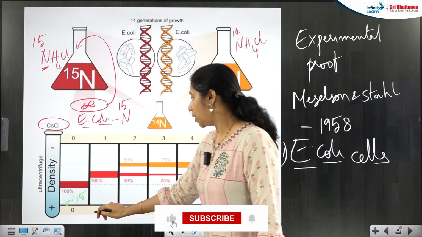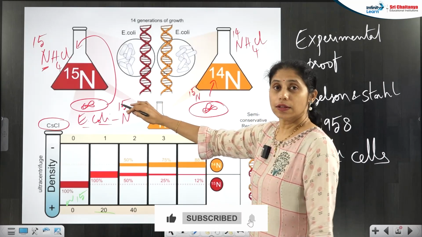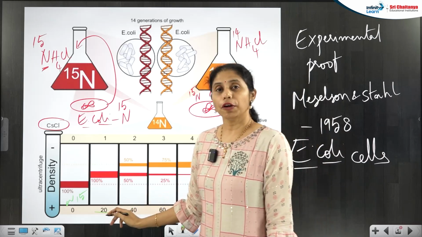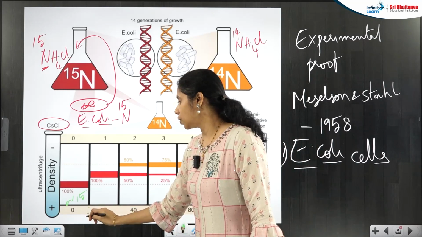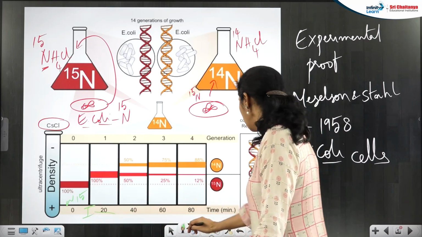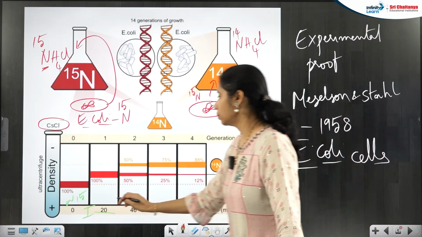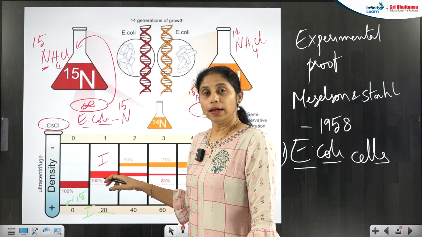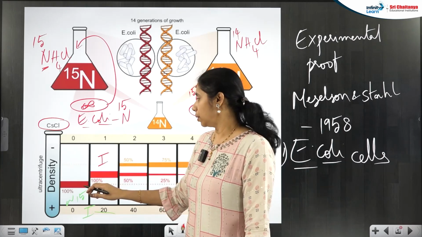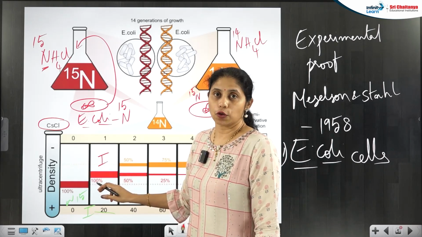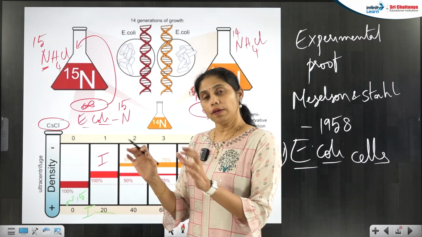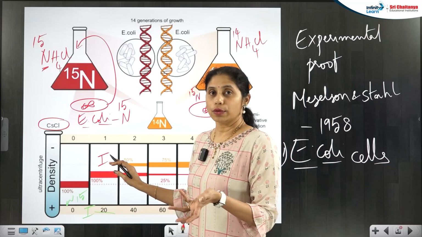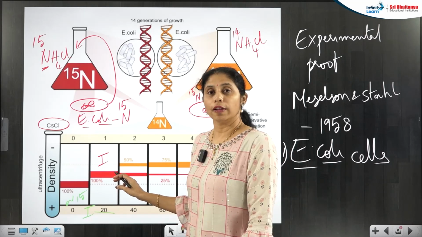Then, after 20 minutes, when they transferred this E. coli into the N14-containing medium, this is the first generation. In the first generation, what they observed was a band slightly above the N15 band in the test tube. This indicates that all the E. coli cells got accumulated in the middle.